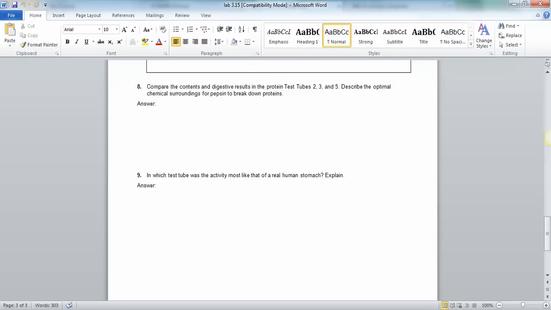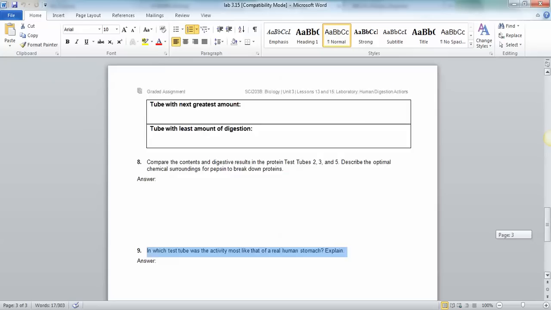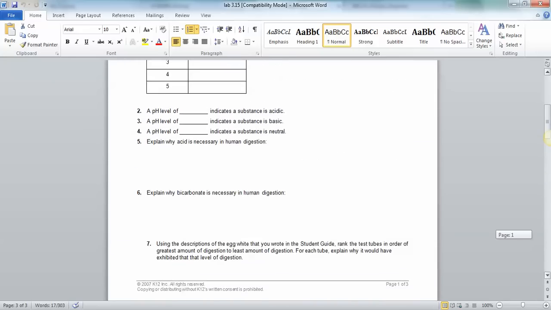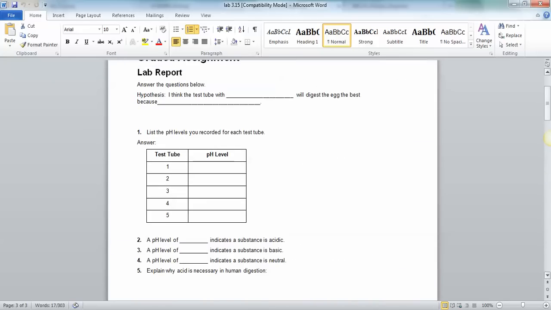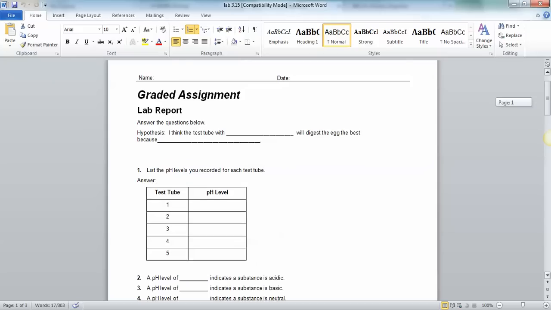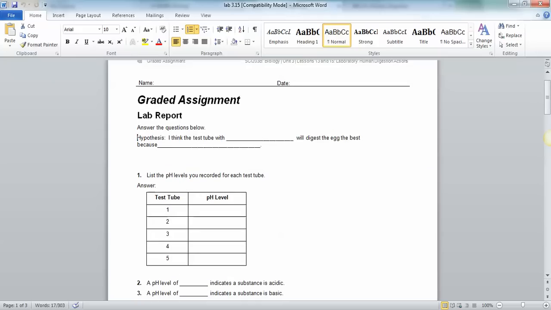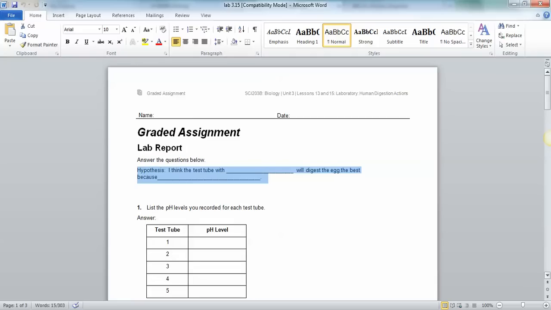And then number 9 says you're going to explain how this activity, which test tube was most like human digestion. If you haven't already filled out number 1, 2, 3, 4, 5, please do that. That's part of your lab report. Also, your hypothesis will count towards your lab report. Remember, this lab is worth 40 points, so please do a good job on this.